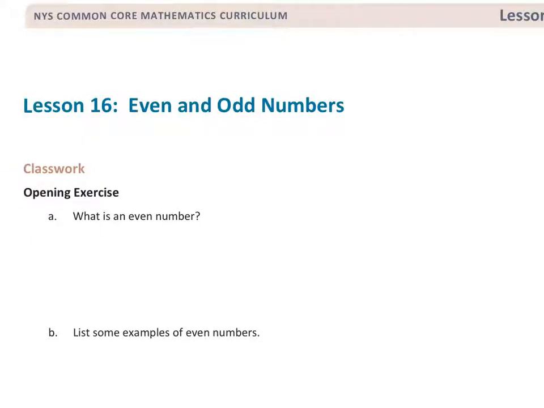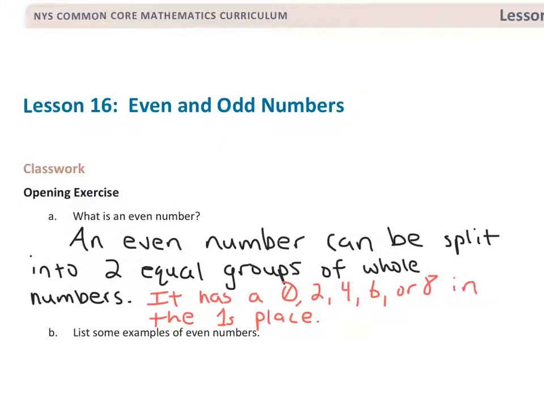So what is an even number? I'm sure most of you probably know this, but if you don't, which is fine, I want to give you a nice simple definition. An even number can be split into two equal groups of whole numbers. So it has to have a 0, 2, 4, 6, or 8 in the ones place.